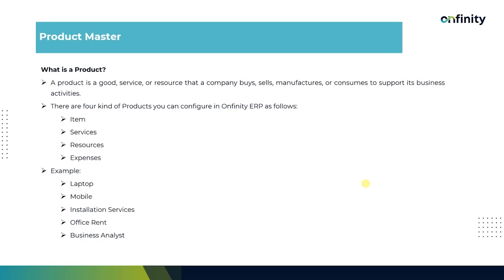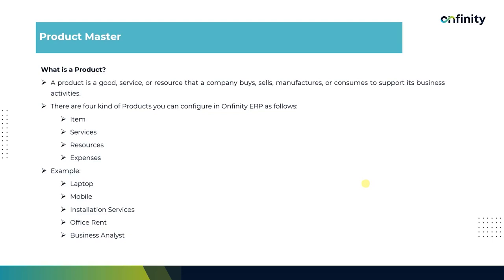A product is a good, service, or resource that a company buys, sells, manufactures, or consumes to support its business activities. In Onfinity ERP, you can configure 4 kinds of products: item, services, resources, and expenses. For example, a laptop and mobile are item-type products. Installation is a service. A business analyst is a resource. Office expenses are categorized as expense-type products.